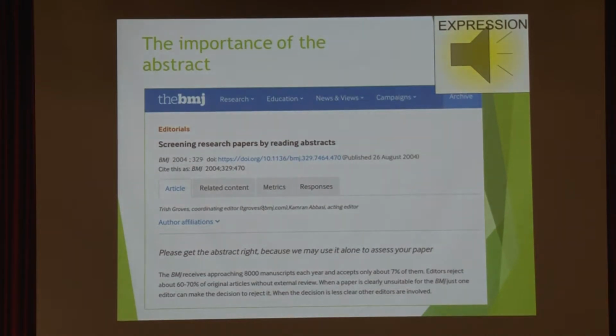Now, the importance of the abstract is that, as this article from the BMJ says, a lot of editors will give your article a quick check before they decide whether it's a desk reject or whether they will send it out to review. And if they've only got 2 minutes, they will read the abstract, and that's what they will make their decision on. So the abstract is vitally important. And the BMJ have actually published this. Please get the abstract right, because we may use it alone to assess your paper. So the abstract is the most important part of your paper when you're looking at getting published.